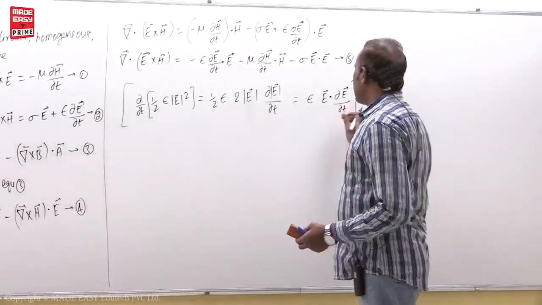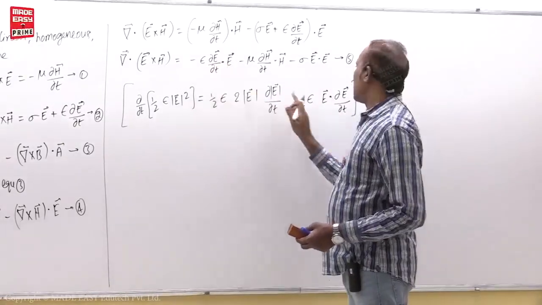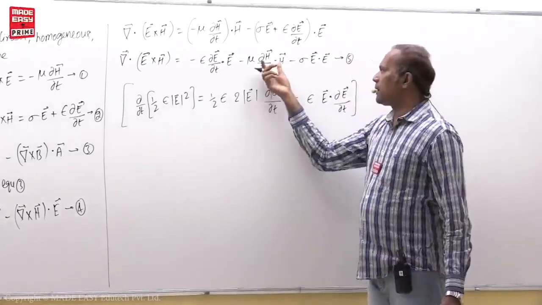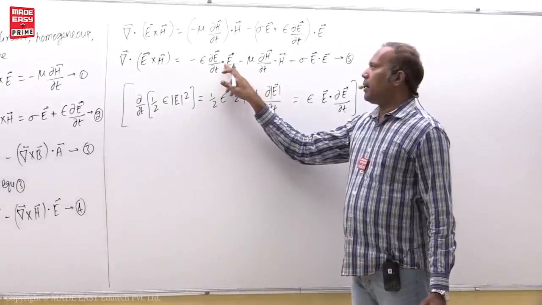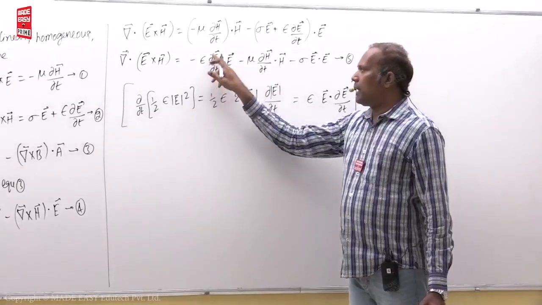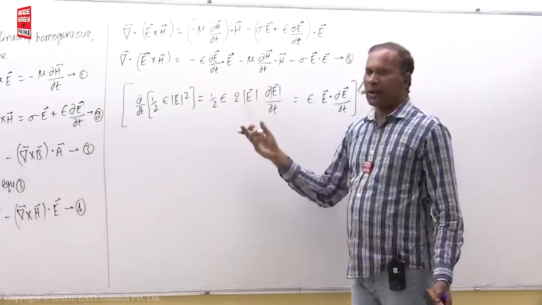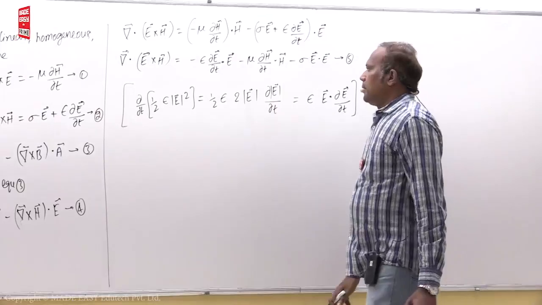Now this term, epsilon E bar dot dou E bar by dou t, can be written like this. Similarly, that term also. Again, I am telling you, don't confuse: E bar dot dou E bar by dou t, or otherwise dou E bar by dou t dot E bar, both are the same, because A bar dot B bar is equal to B bar dot A bar.